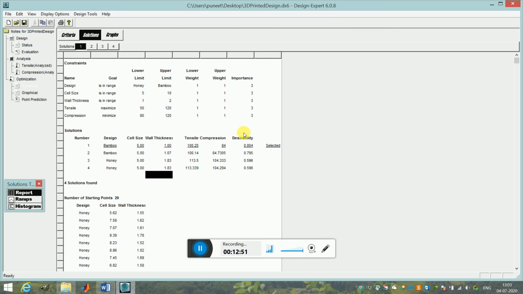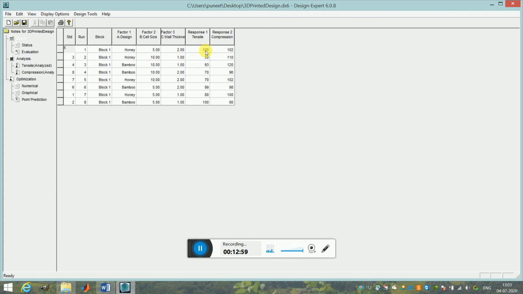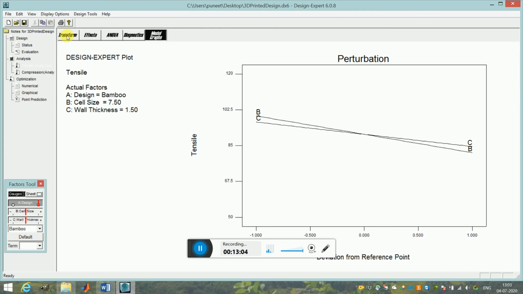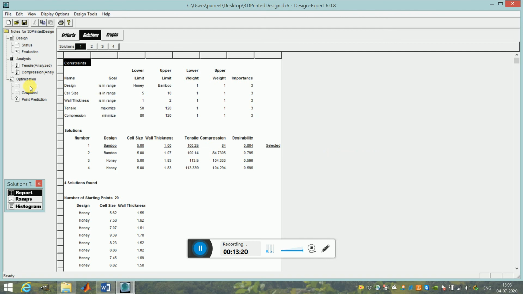So this is how you can analyze the data. Again, to brief one more time, initially you start with the design. This is our design. Do the experimentation, put the values of tensile and compressive strength here, then do the analysis. You have to follow this sequence. In this sequence, the interaction graph and perturbation graphs are important. After analyzing the tensile and compressive data, you go for optimization, and there you select numerical optimization, and then you give the criteria you will use for optimization.